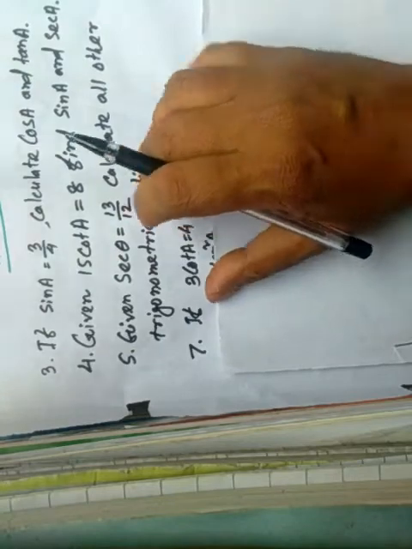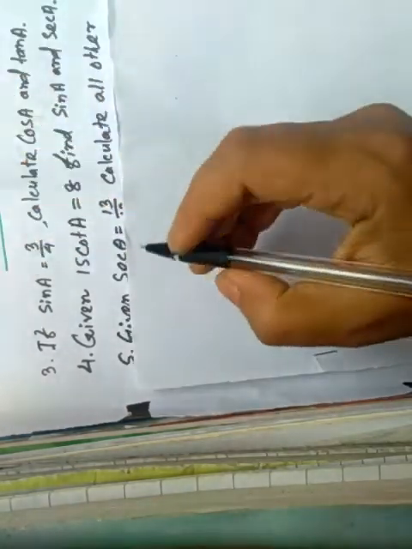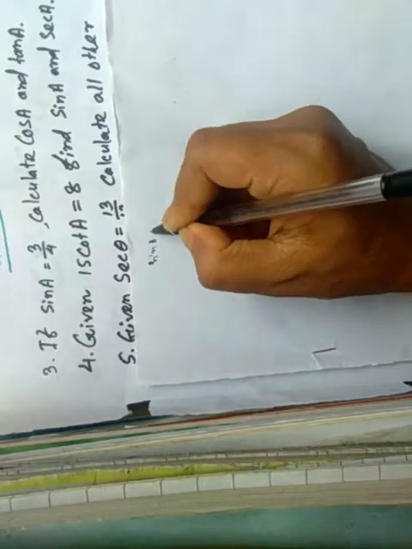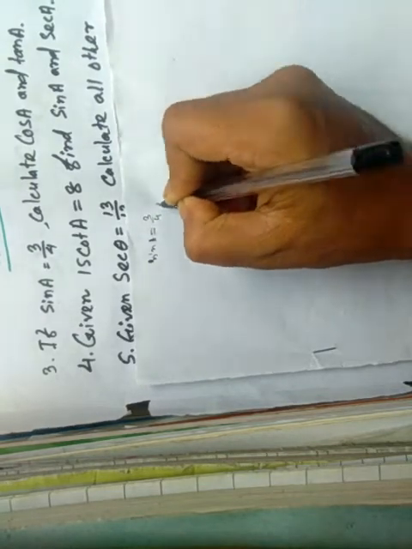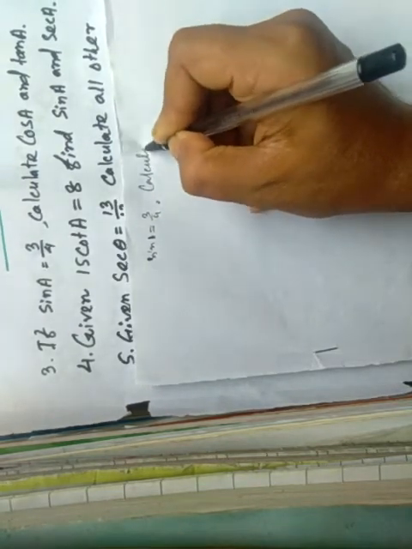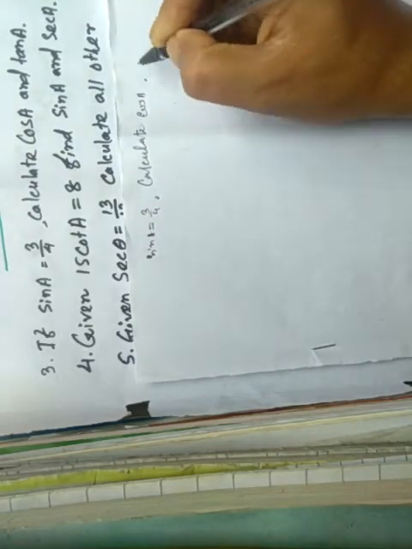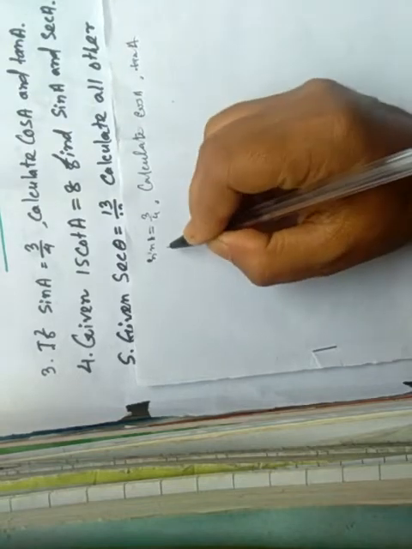I again write the question and the first steps. The question is sin A equals 3 by 4, calculate cos A and tan A. This is the question.